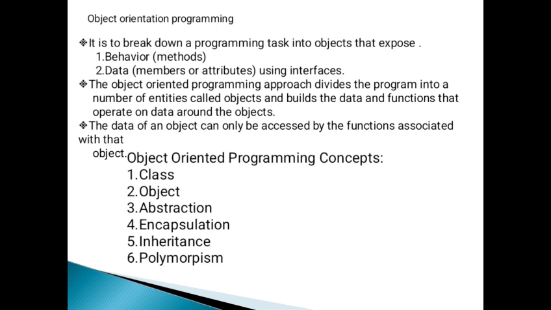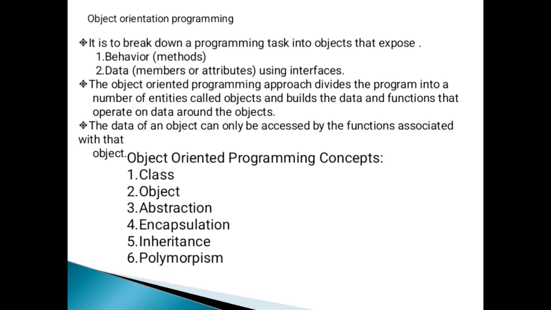Object-Oriented Programming breaks down a program task into objects, that is, behavior and data. Behavior means methods, and data means attributes. The object-oriented programming approach divides the program into a number of entities called objects, and then builds data and functions that operate on the data around the objects. The data of an object can be accessed by the functions associated with that object.